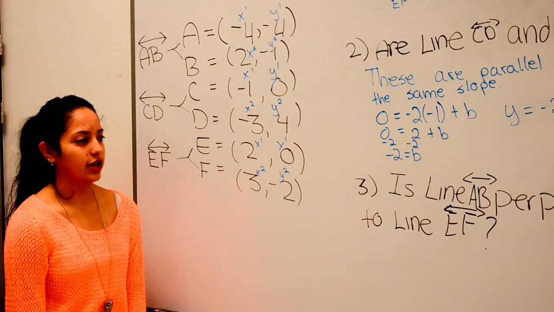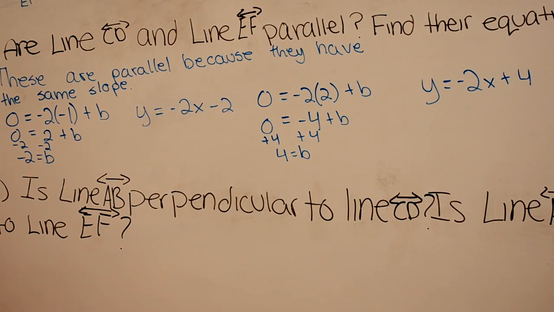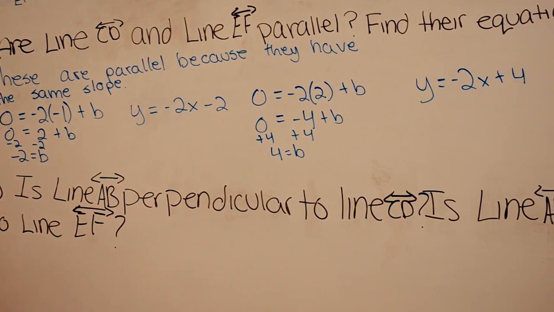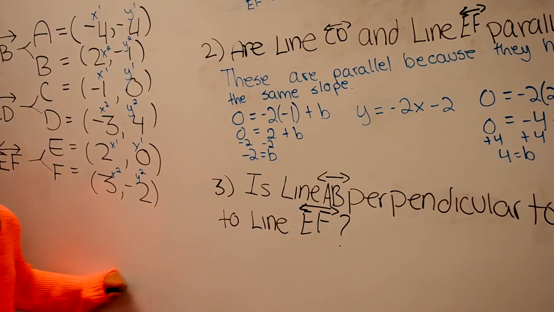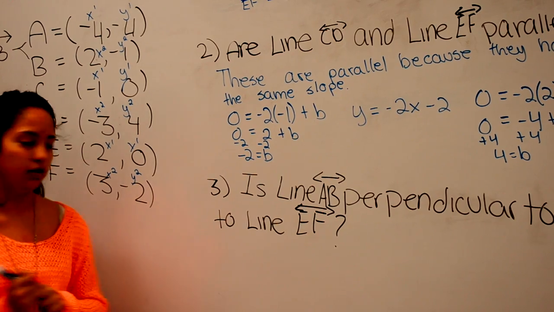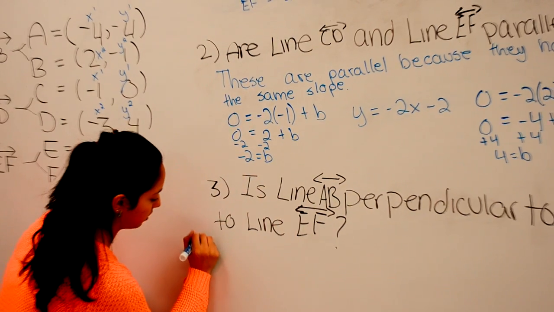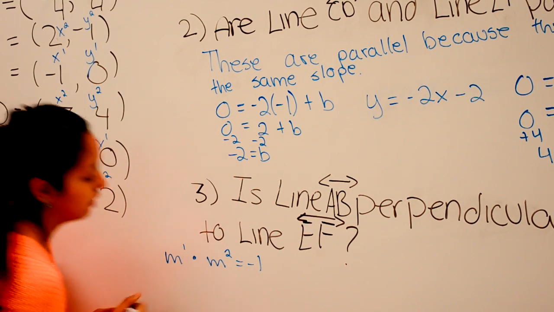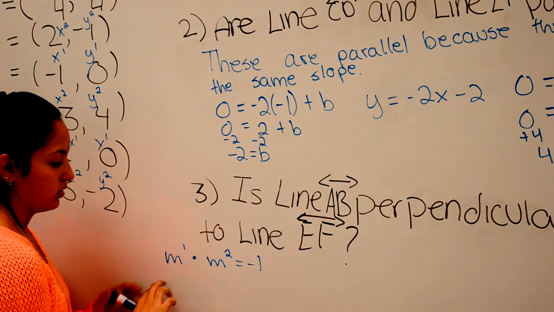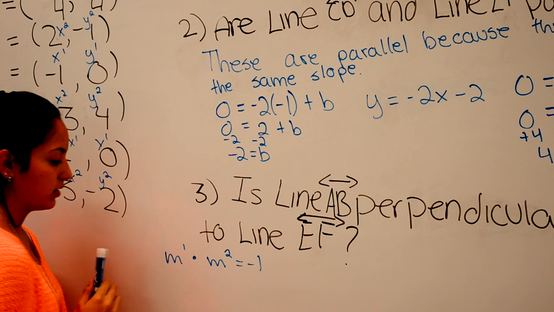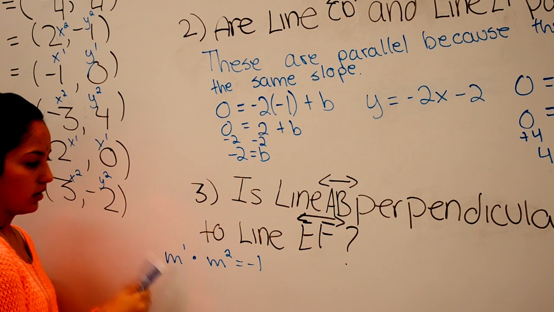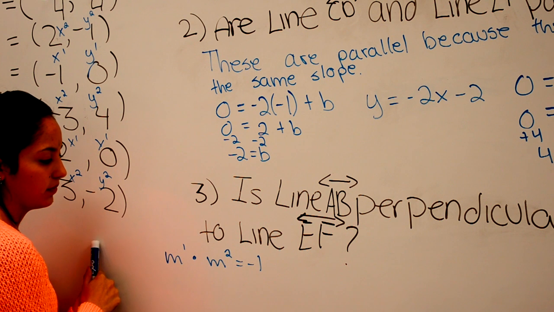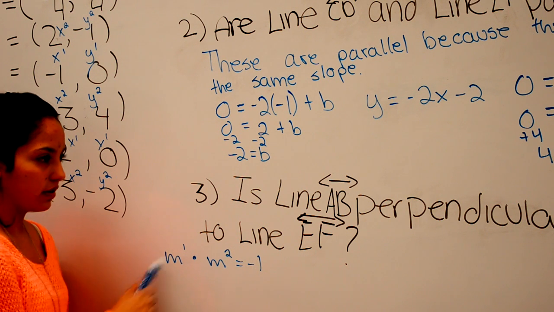Our last question asks, is line AB perpendicular to line CD? And then is line AB perpendicular to line EF? So when we start with, is line AB perpendicular to line CD, we have to know that M1 times M2 has to equal -1. For this to be true, we have to have one slope from one line times the slope from the other line be -1.